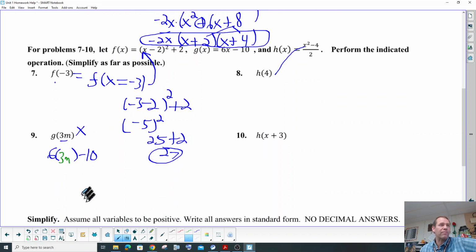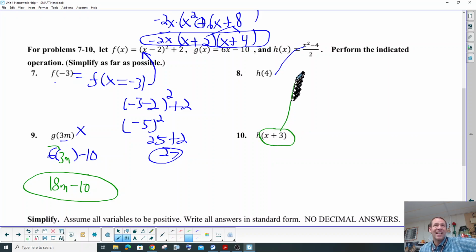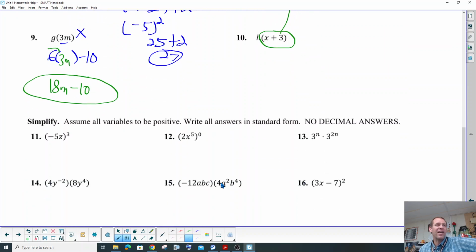Plugging in, input, output. 6 times 3 is 18. M comes along for the ride, so we have 18m minus 10. Beautiful. Right? So you try number 10 on your own. Wherever you see an x, you're going to plug in an x plus 3. You end up squaring that sucker and foiling it, dividing by 2, minusing the 4. So give number 10 a try.